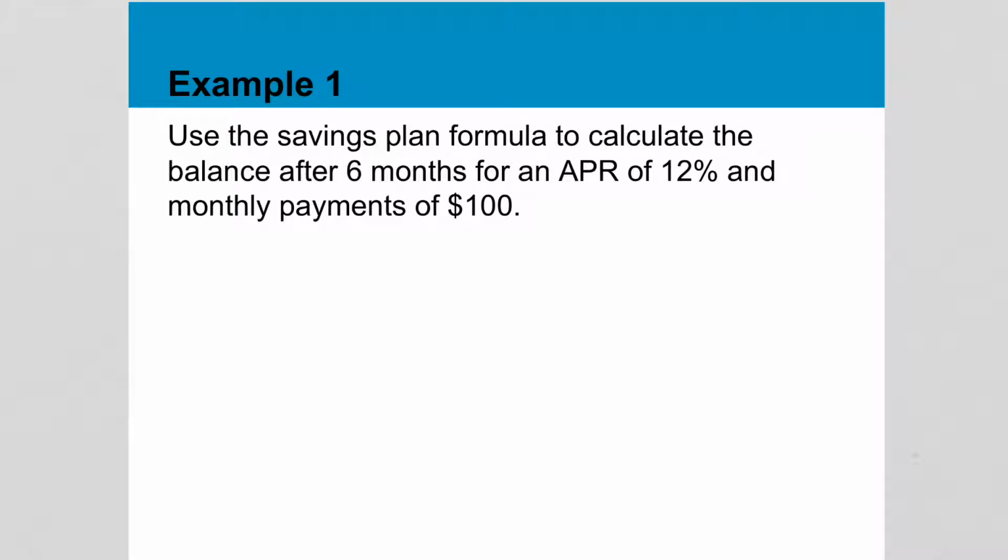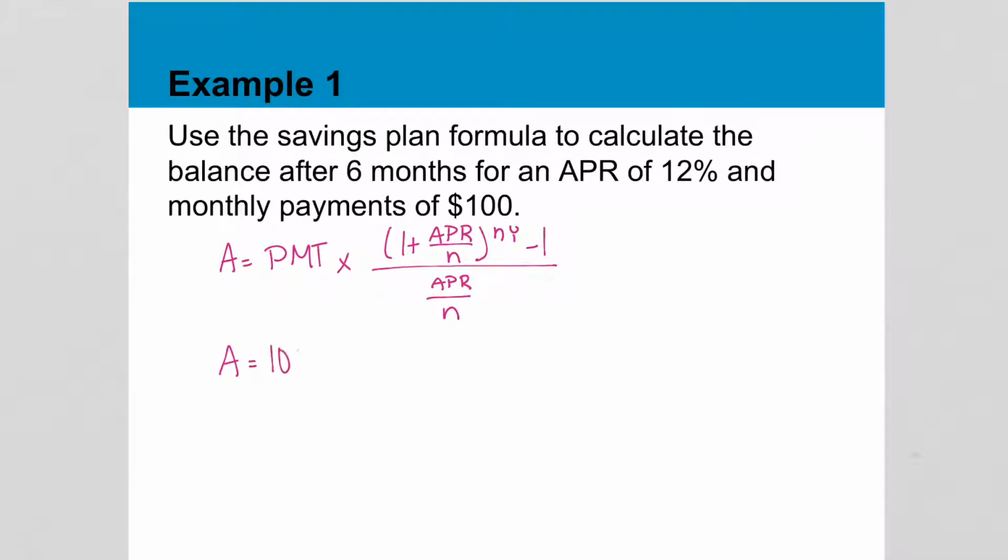So example 1 says, use the savings plan formula to calculate the balance after 6 months for an APR of 12% and monthly payments of $100. So A equals PMT times 1 plus the APR divided by N to the NY minus 1, divided by the APR divided by N.